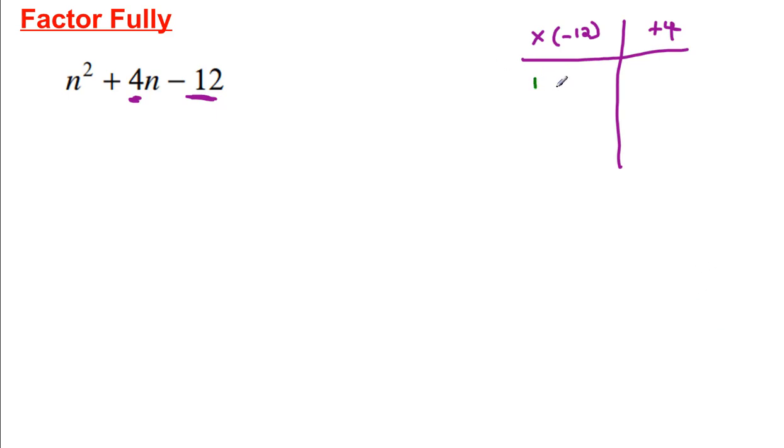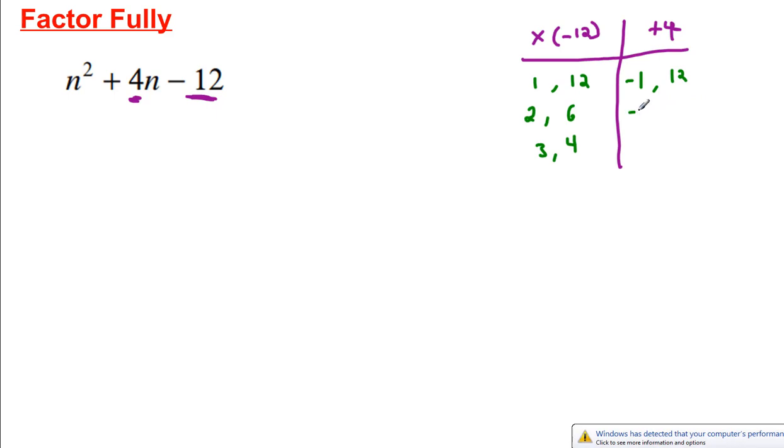So 1 and 12 multiply to 12. 2 and 6 multiply to 12. 3 and 4 multiply to 12. And that's it. So with any combination of these, when I stick a negative on one of them, they need to add to 4. Let's see. So it's got to be a positive. So the bigger number would have to be the positive one. So if I had, say, negative 1 and 12, that would add to positive 11. So that's no good. That doesn't add to 4.